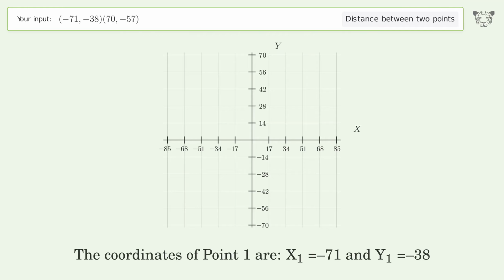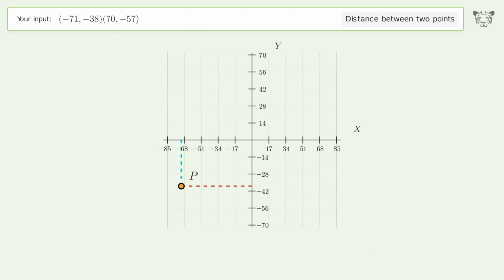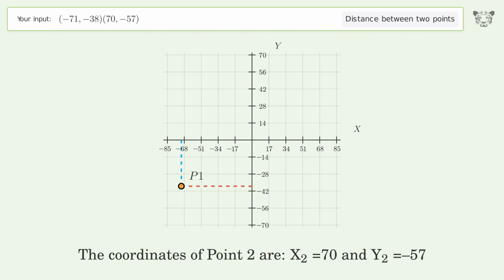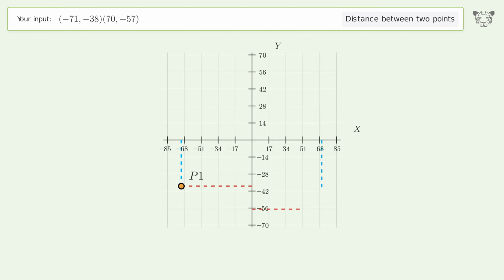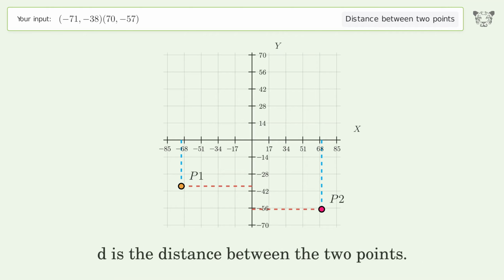The coordinates of point 1 are x1 equals -71 and y1 equals -38. The coordinates of point 2 are x2 equals 70 and y2 equals -57. D is the distance between the 2 points.